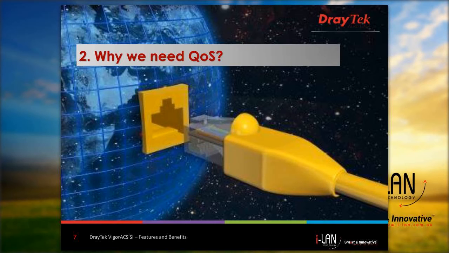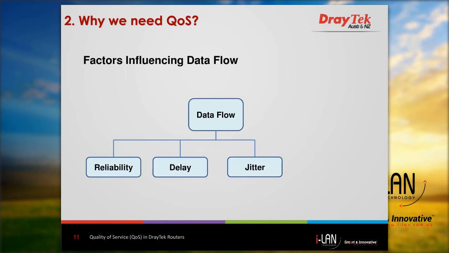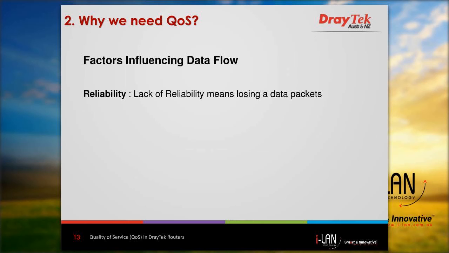Now we look at why we need quality of service, and I think I covered some previously, but we look at what factors influence data flow, and these are reliability, delay, jitter, and the available bandwidth. The lack of reliability usually means that data packets can be lost. For TCP/IP communications, it will result in slower transmissions since the packets have to be retransmitted. But for UDP packets, which are used for VoIP communications, it will just result in dropouts, which will cause broken audio.